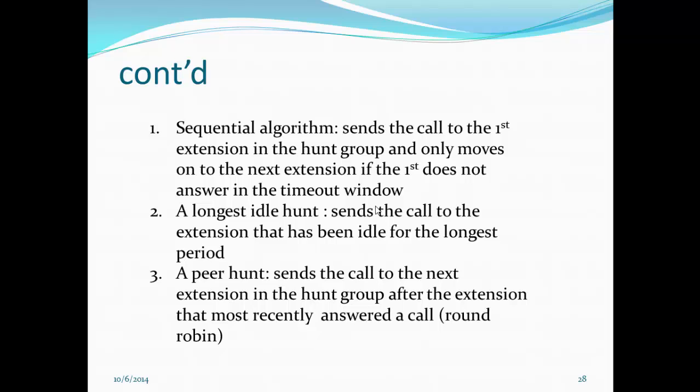The third is peer hunt, which sends the call to the next extension in the hunt group after the extension that most recently answered a call. This is a round robin. So if there is an incoming call, it will try the first one, the second one, and if the second one answers the latest call, it goes to the next one, and if the third one just answered the call, it goes to the fourth one.